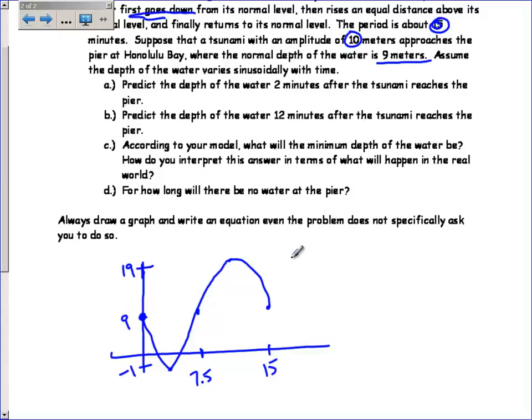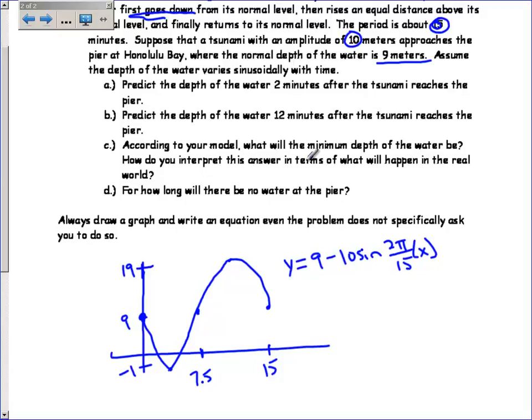So let's write the equation. I'm going to have y equals sinusoidal axis minus the amplitude, and then I'm going to have 2 pi divided by 15, and then just x, not x minus anything because it's starting right there. And so there is my equation. So predict the depth of the water 2 minutes after, you just plug in 2. Predict the depth of the water 12 minutes after, you plug in 12. Let's answer the last two here.